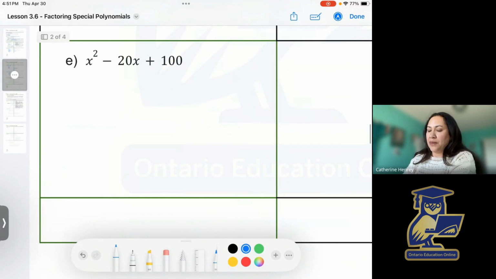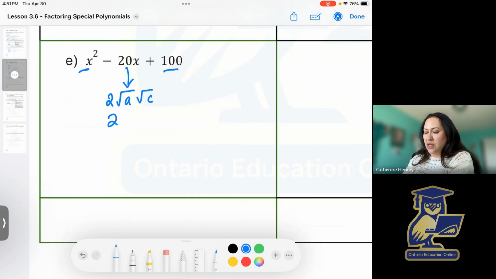So one more time. Can I take the square root of x squared? Yes. Can I take the square root of 100? Yes. So I need to check, does the middle term, negative 20x, match up with 2 times the square root of a times the square root of c? Well, 2 times the square root of x squared is x. Square root of 100 is 10. So yes, we get 20x, and that checks out.